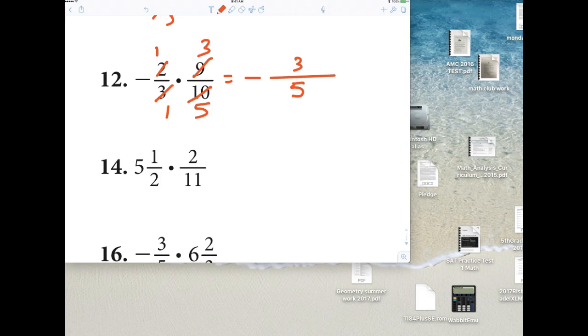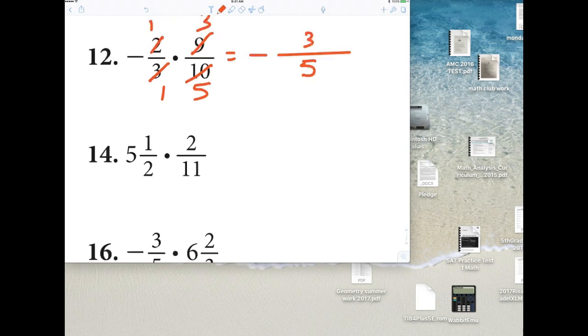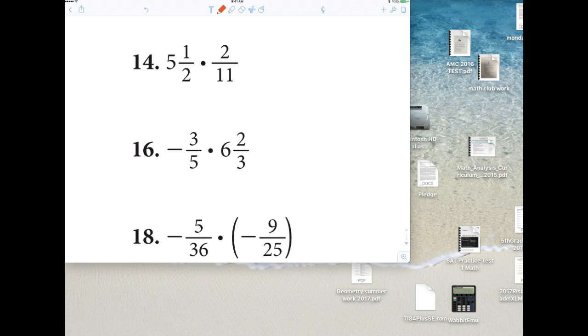Do you know what the problem is? It's a mixed number. Does everybody remember what to do with mixed numbers when you're multiplying? You have to turn it into an improper fraction. So tell me what that improper fraction would be. It would be 11 over 2.